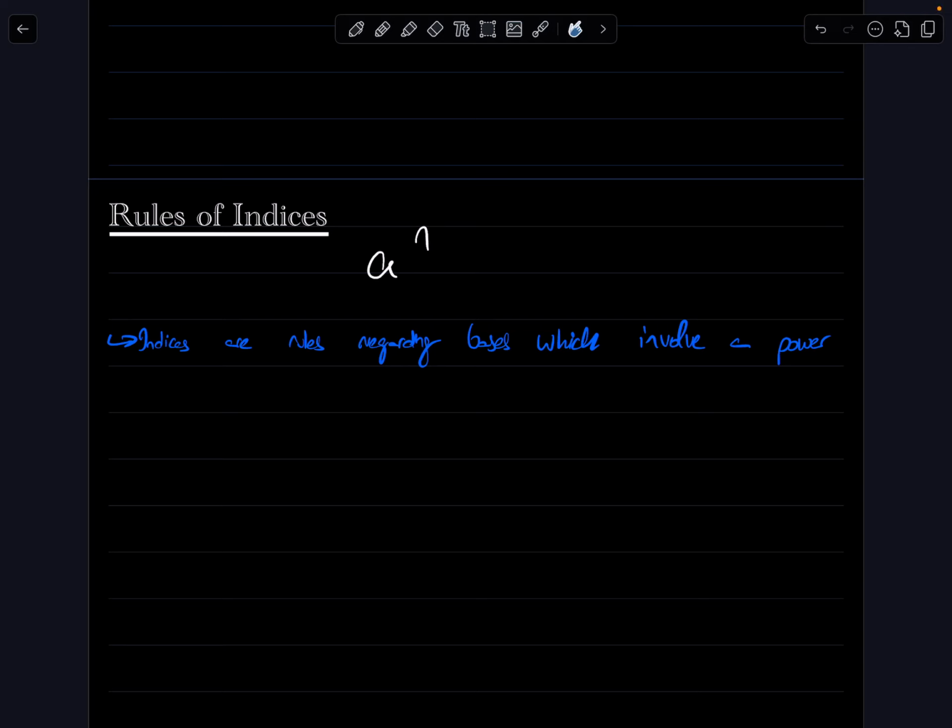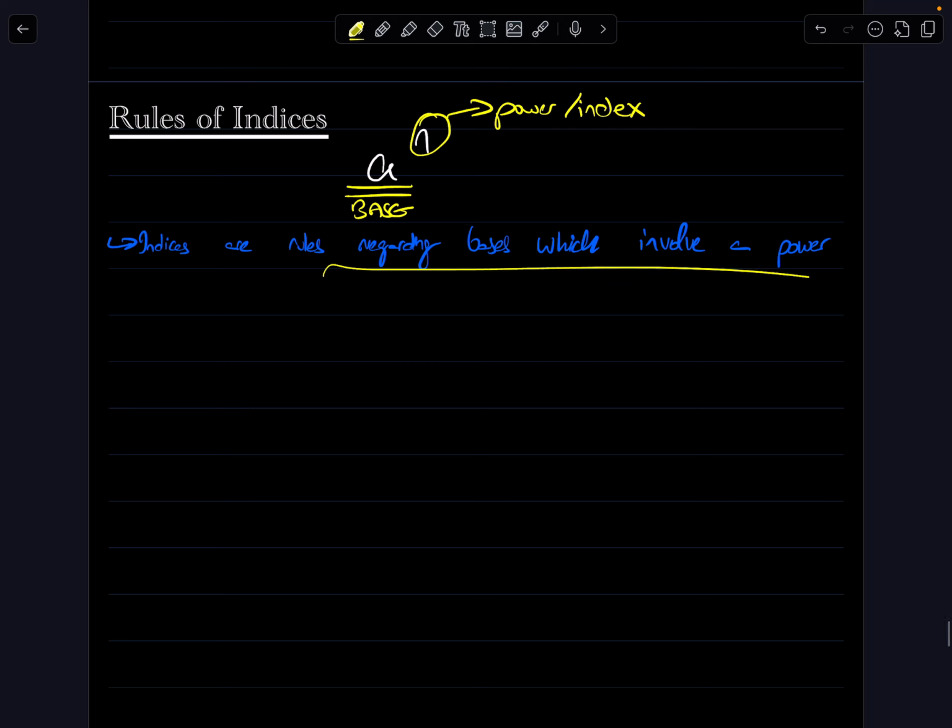So, when it comes to rules of logarithms, the first thing we need to understand is what exactly this function is and what its components are. n is the power, what we call the power index. I know A-level students might already be aware of this, but these are basics which everyone should recap. And a is the base. So, indices are the rules regarding bases which involve a power.